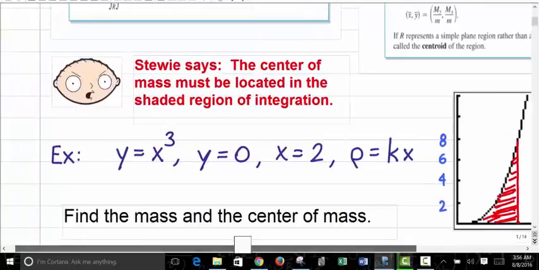All right, so let's see what we got here. We've got a region bounded by y equals x cubed, y equals 0, x equals 2, and the density function rho is k times x. A lot of these problems I'm using k. I can't remember on exams if I use a k or not. If so, go with it.